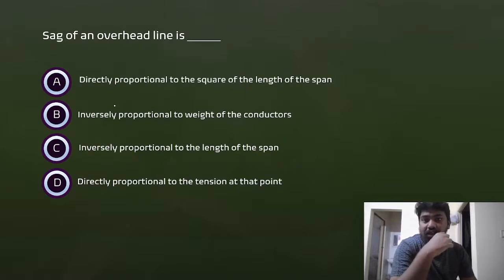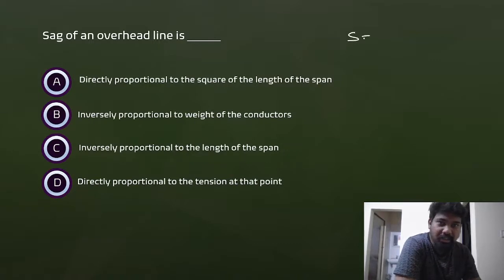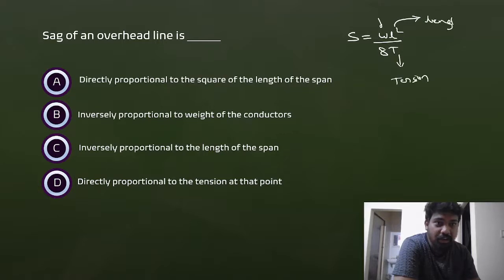Sag of an overhead line is directly proportional to square of length, inversely proportional to weight of conductor, inversely proportional to length of span, directly proportional to tension. Okay, fine. Let me write the equation for sag. Sag generally is W L square by 8T, where W is the weight of conductor, L is the length of the conductor, and T is the tension.